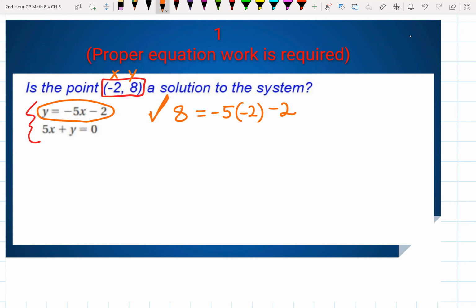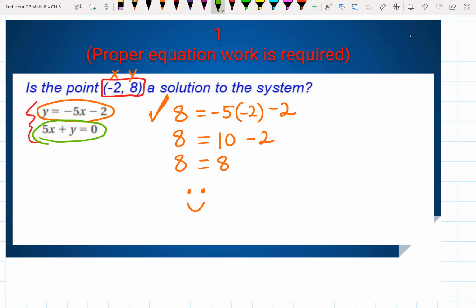So again, you don't need to solve the system again, you just need to plug it in and check the solution. So is 8 equal to 10 take away 2? All right, so far so good. 8 is equal to 8. So yep, works so far, but it's got to work in both equations.